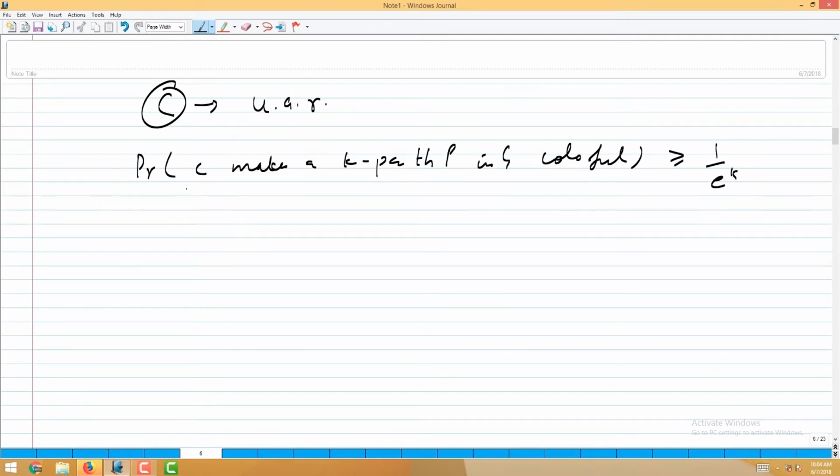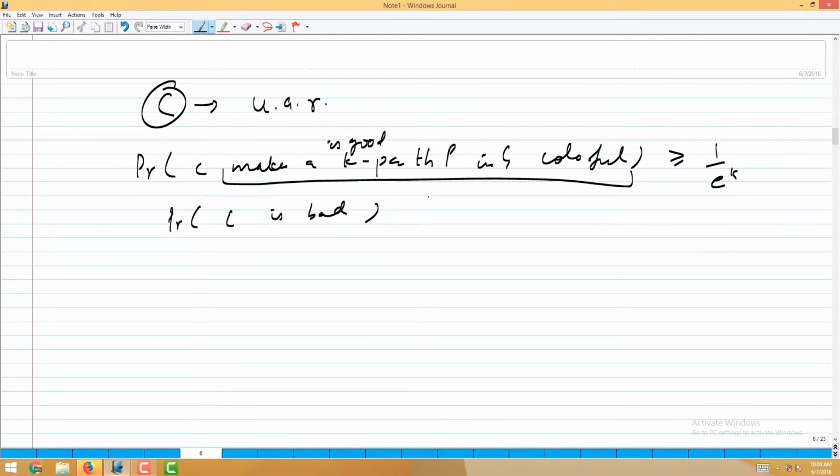Let me say this is the good event for us. So C is good with probability at least 1 by e power k, and so we know that C is bad with probability at most 1 minus 1 by e power k. And what we want is an algorithm which is bad with only some constant probability. Okay. So we want to boost this probability up.